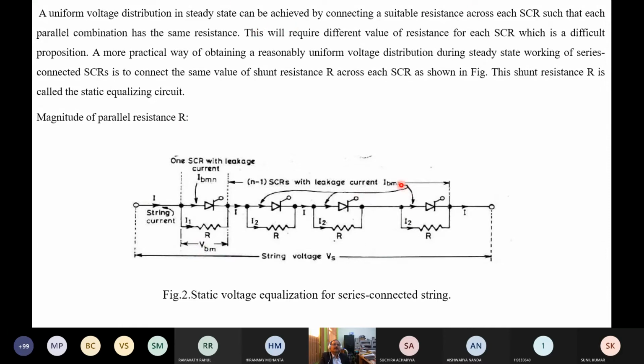Here it is written in the note: a uniform voltage distribution in steady state can be achieved by connecting a suitable resistance across each SCR such that each parallel combination has the same resistance. This will require a different value of resistance for each SCR, which is a difficult proposition. A more practical way of obtaining a reasonably uniform voltage distribution during steady state working of series connected SCRs is to connect the same value of resistance R across each SCR. This resistance R is called the static equalizing circuit.